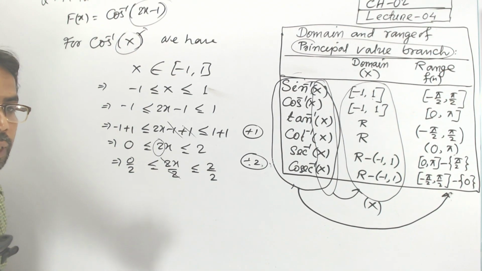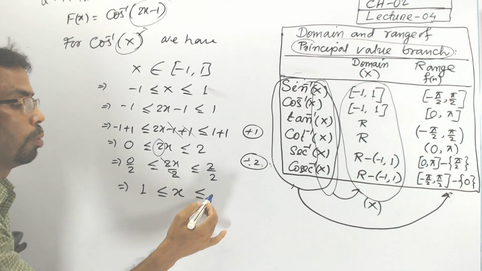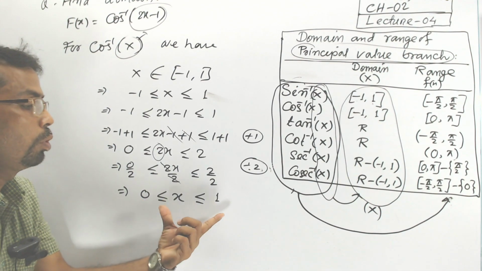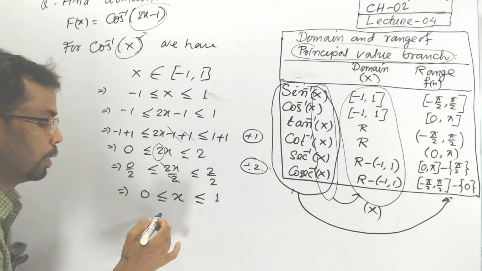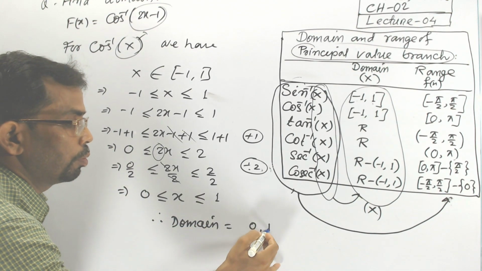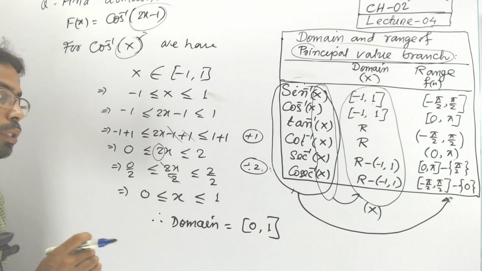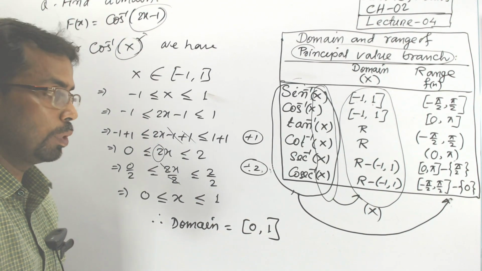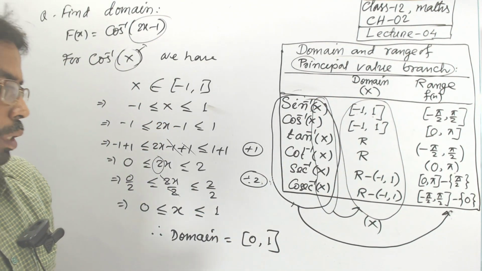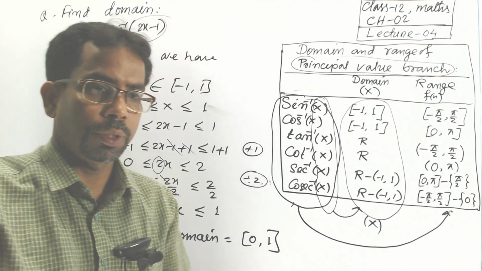And then this is getting cancelled, and I got the possible values of x, which must be between 0 and 1, and this is the required domain. So I can write: domain is equal to 0 to 1, with the equal sign, closed interval here, and here also the equal sign, closed interval. So this is the complete solution. Very simple. We just have to know the trigonometric table and we can easily find out the domain. Now I am taking the next question.